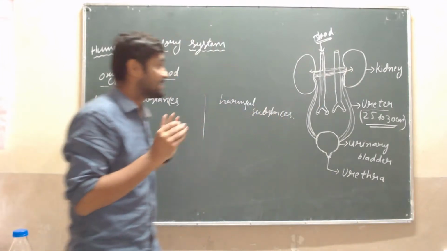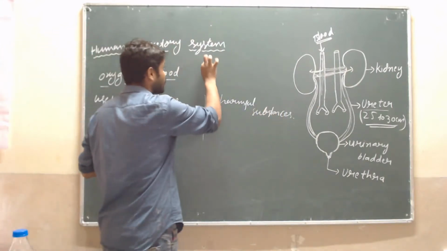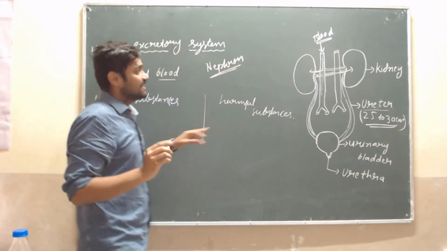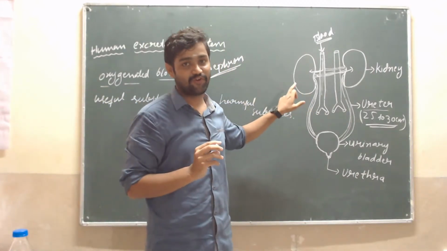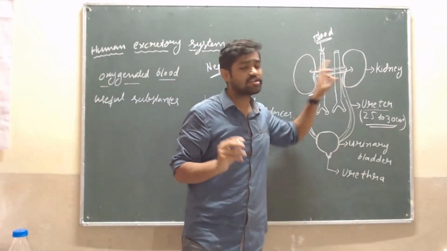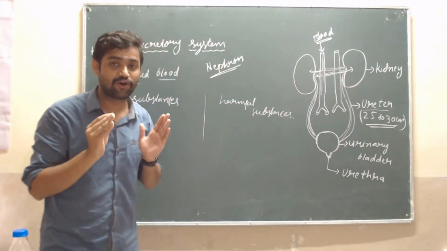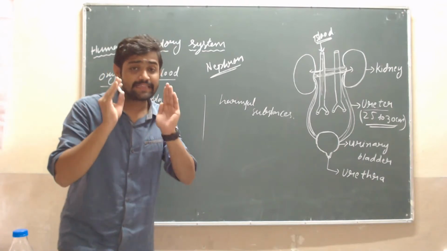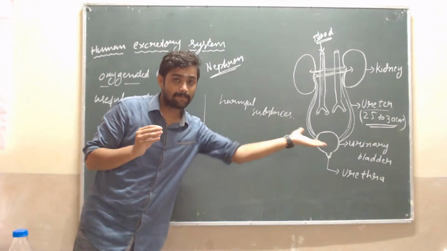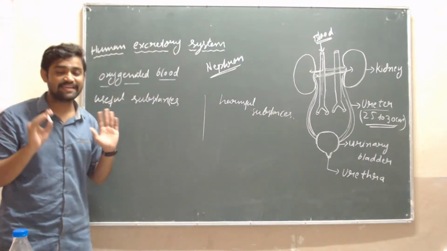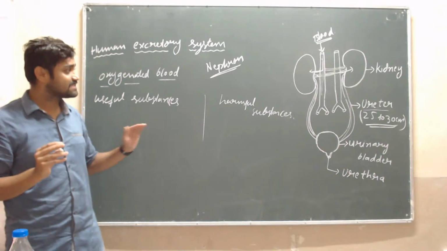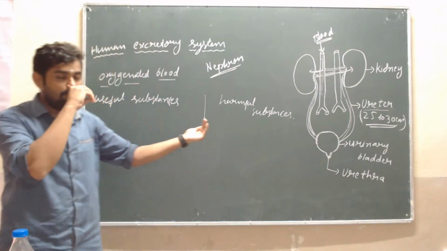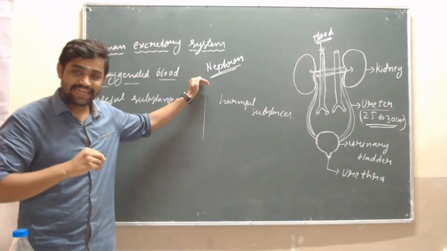What will happen there? With the help of nephron. Each kidney contains millions of nephrons. With the help of nephron, that blood is filtered. What is meant by filtered? That means useful substances are separated and harmful substances are separated with the help of nephron.